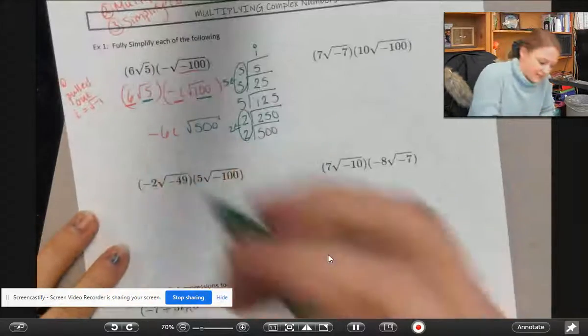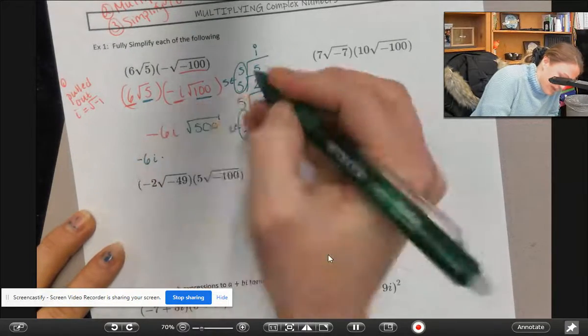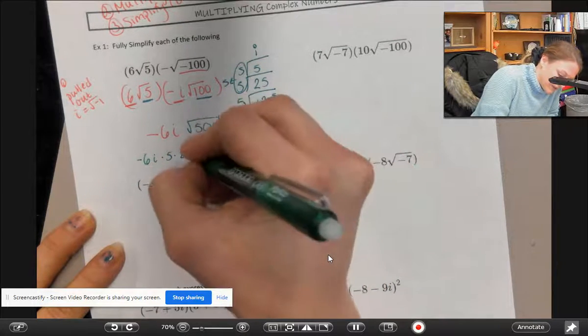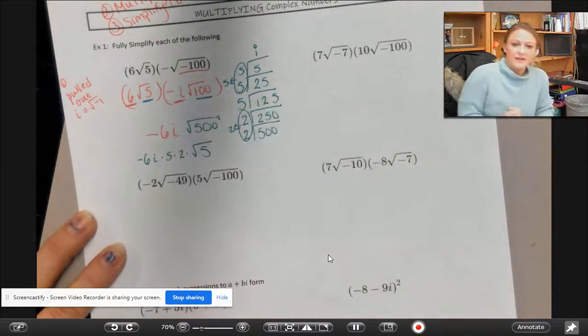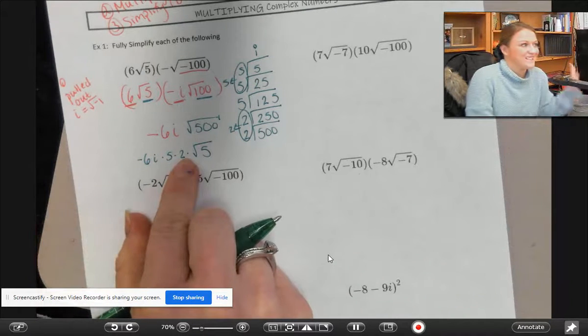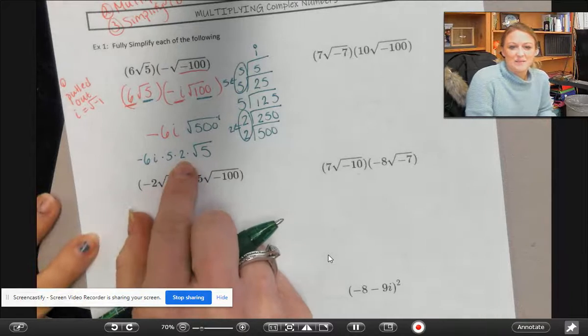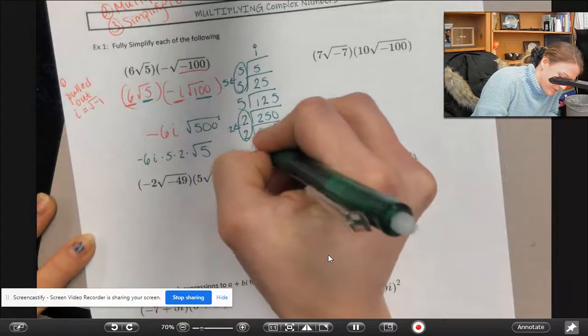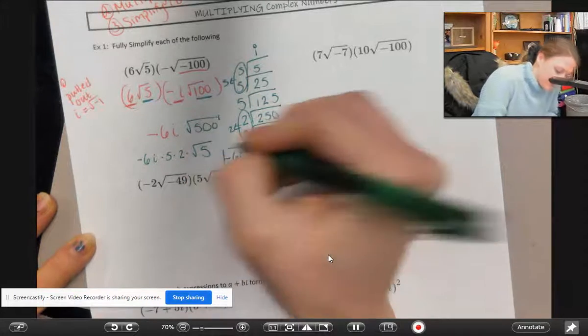Okay, so we have a -6i, we have a 5, and we have a 2, and then a 5 got left inside. All right, -6. 5 times 2 is 10. -6 times 10 is -60, so that would be -60i root 5. And there we are.